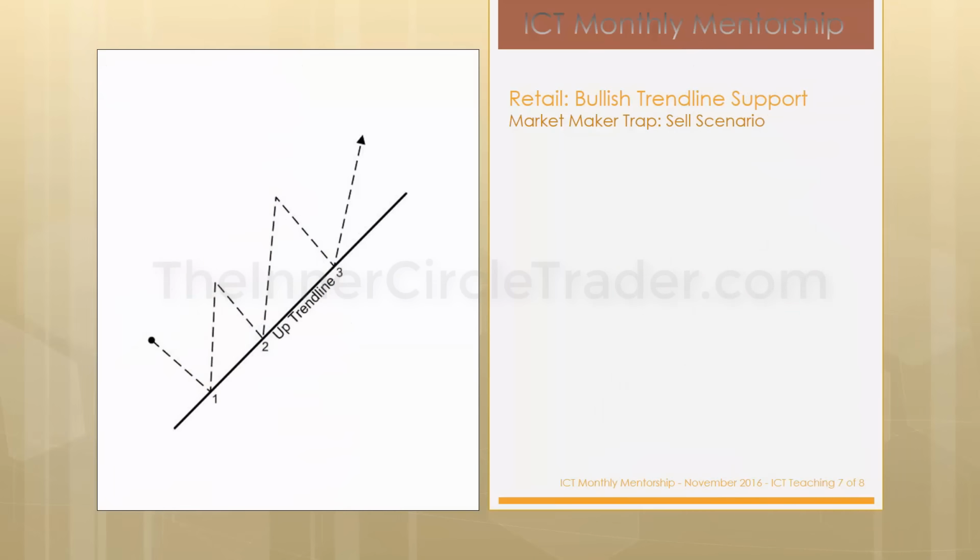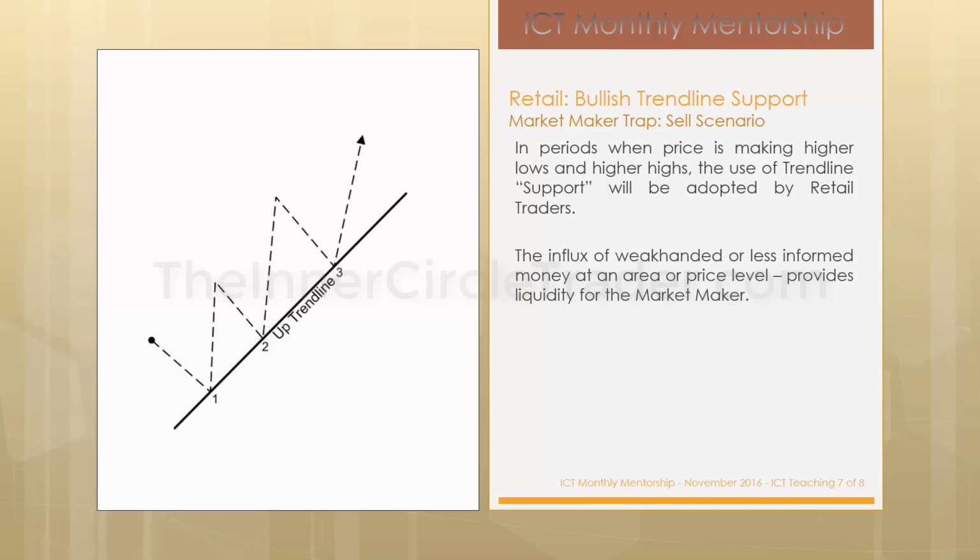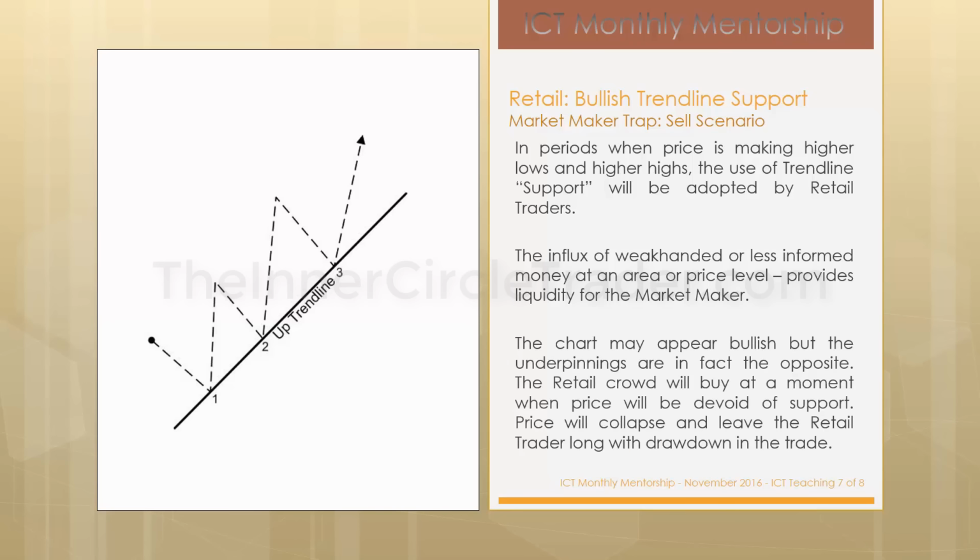Retail bullish trendline support. In periods when price is making higher lows and higher highs, the use of trendline support will be adopted by retail traders. The influx of weak-handed or less informed money at an area or price level provides liquidity for the market maker. The chart may appear bullish, but the underpinnings are in fact the opposite. The retail crowd will buy at a moment when price will be devoid of support. Price will collapse and leave the retail trader long with drawdown in the trade.